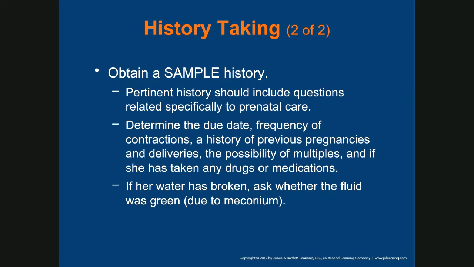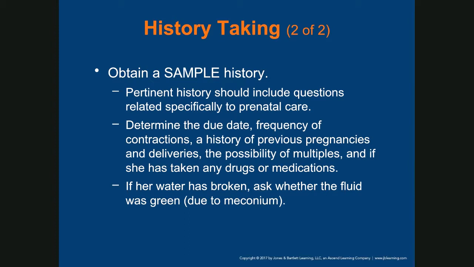So obtain a SAMPLE history. Pertinent history should include questions related specifically to prenatal care. Determine the due date, frequency of contractions, a history of previous pregnancies and deliveries, the possibility of multiples, and if she has taken any drugs or medication.